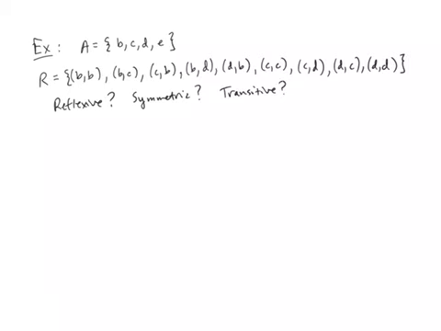So for reflexive, we would need to have x related to x for every x in A. So we see that we have B is related to B, we have C is related to C, and we have D is related to D, but there's no E related to E. Right? So E is not related to E, so it's not reflexive. So the answer is no here.